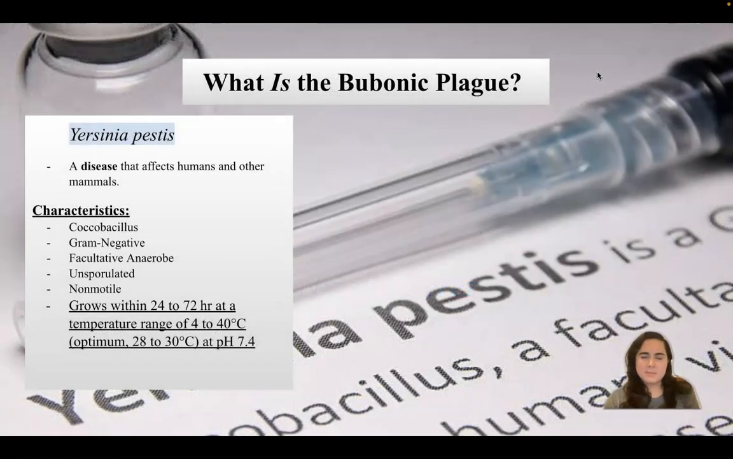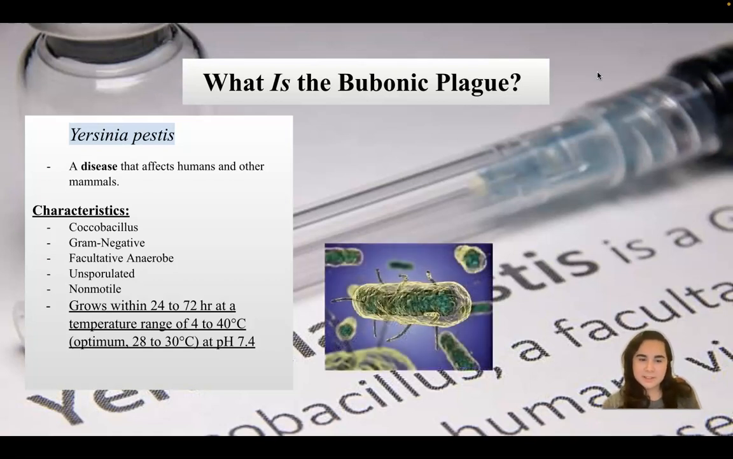Now, what is the bubonic plague? The bubonic plague is a disease expressed by its causative agent, Yersinia pestis. Now, what this Yersinia pestis is, it's a zoonotic disease that can be spread between both humans and animals. It is a bacterium with a cocobacillus shape over here.